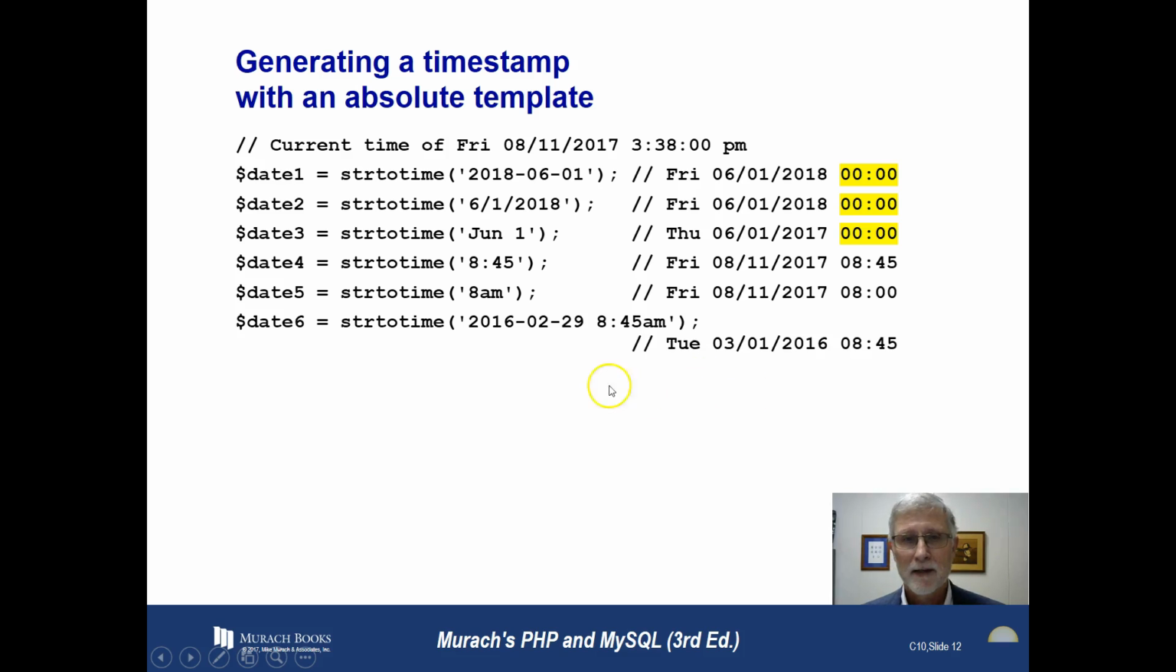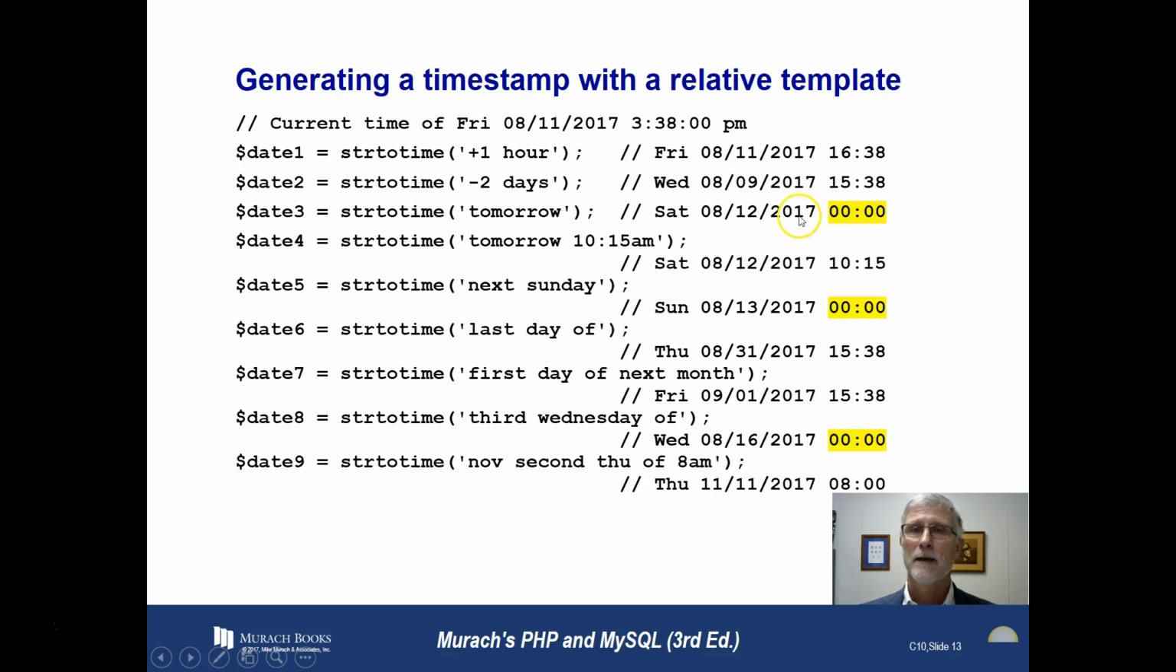Now this last one here is kind of interesting. It says, I'm looking for a timestamp for February 29th. Well, that may or may not be a leap year. And in this case, it returned March 1st. So it tells me that that request was not a leap year, so it moved it up for you by one.